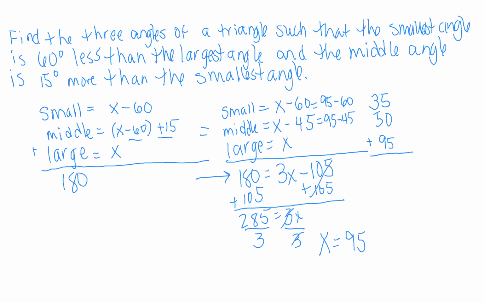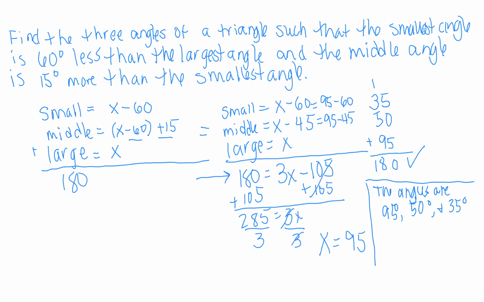So 5 plus 0 plus 5 is 10. So I keep a 0, I carry a 1. 9 plus 5 is 14. 14 plus 3 is 17. 17 plus 1 is 18. Everything checks out. And don't forget to write a quick statement about your answer. The angles are 95 degrees, 50 degrees, and 35 degrees.